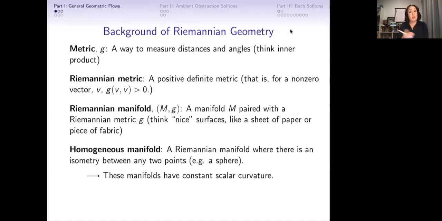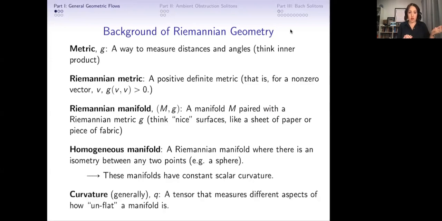So a very, very good basic favorite example maybe would be a sphere. I can take any 2 points on a sphere and switch them, and around those 2 points, everything looks the same. Really, what this boils down to, or one of the main ways we see it manifest in my work, is that these manifolds have constant scalar curvature.